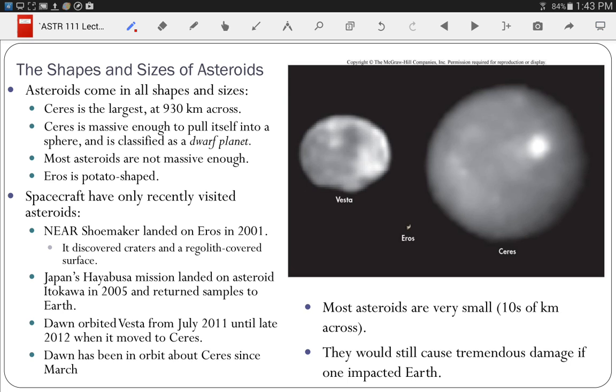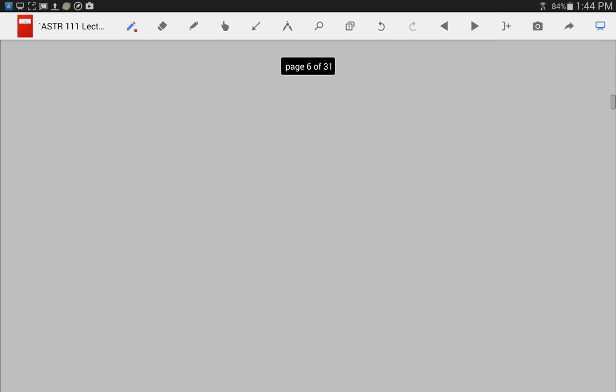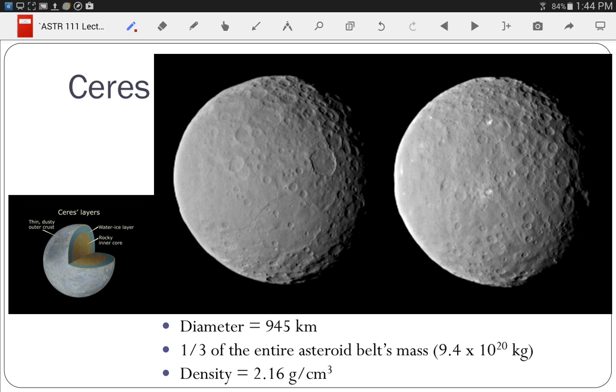They come in very different shapes and sizes, so we're just going to look at a few of them to get an idea for this. So first, Ceres. Ceres is currently being explored. In March of this year, March 15, 16, something like that, the Dawn spacecraft came into orbit around Ceres. And since then, it has been studying Ceres.